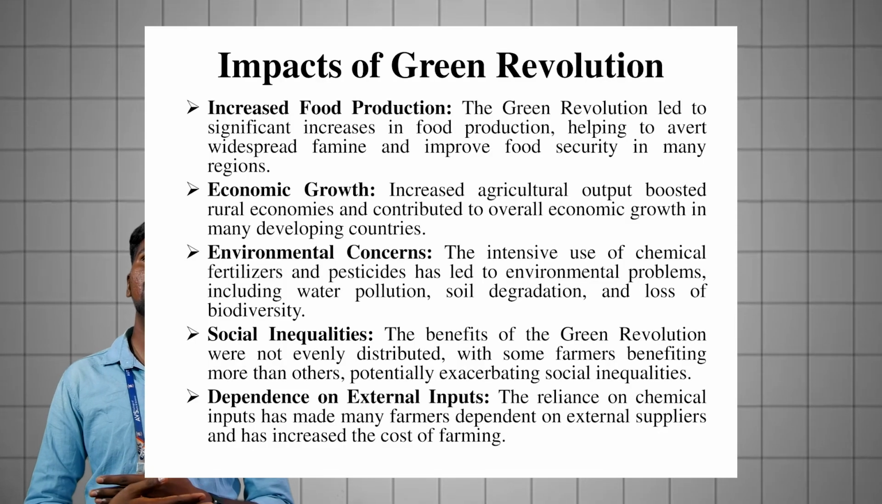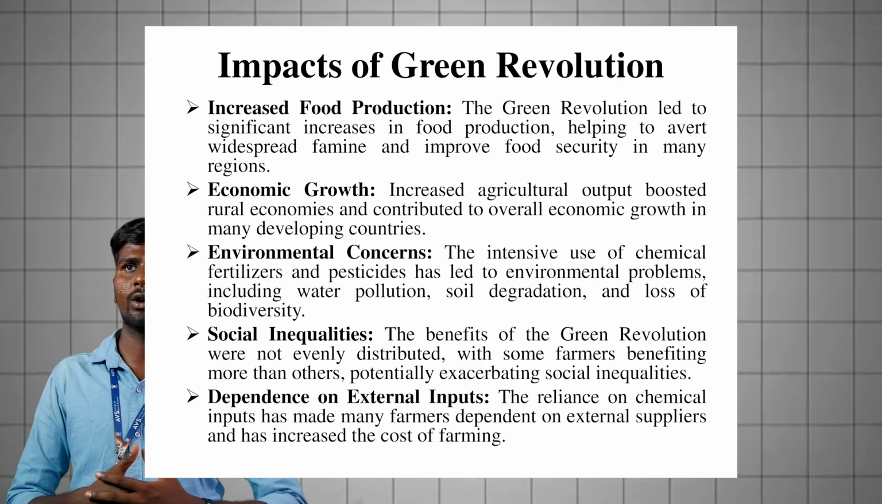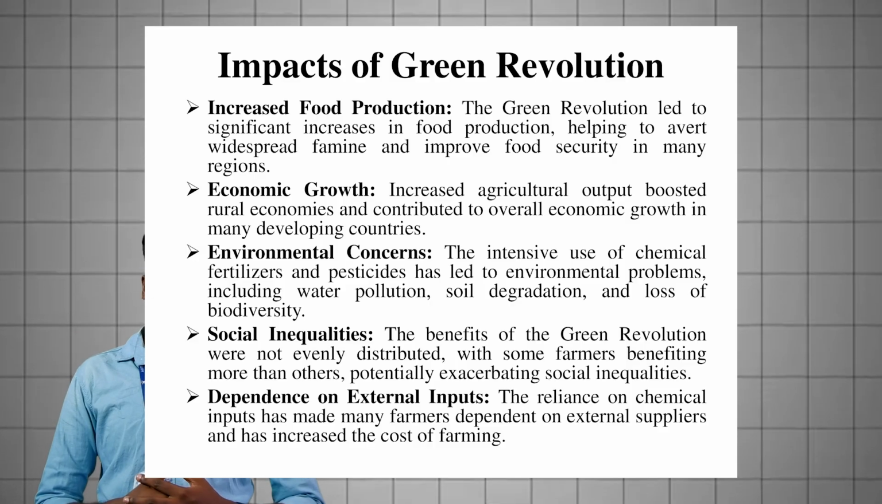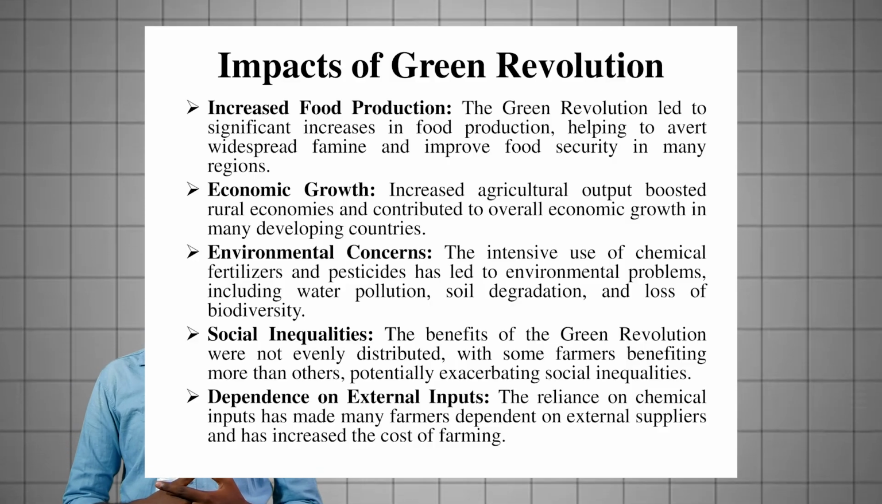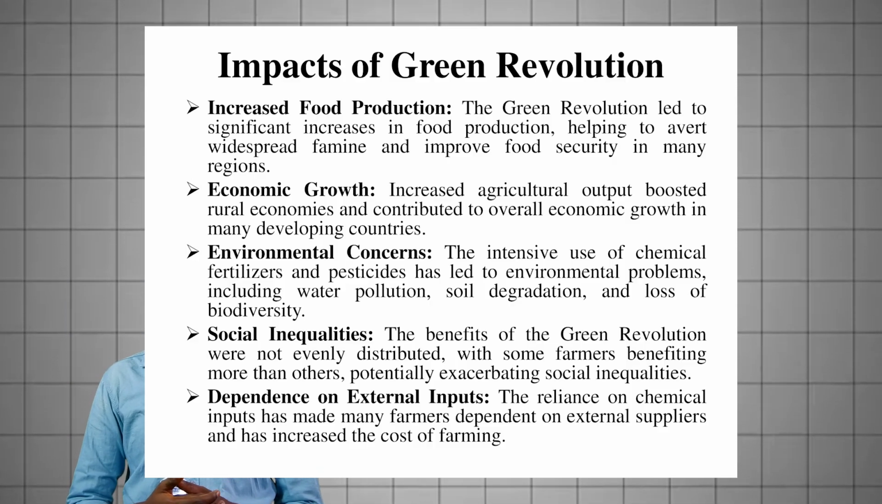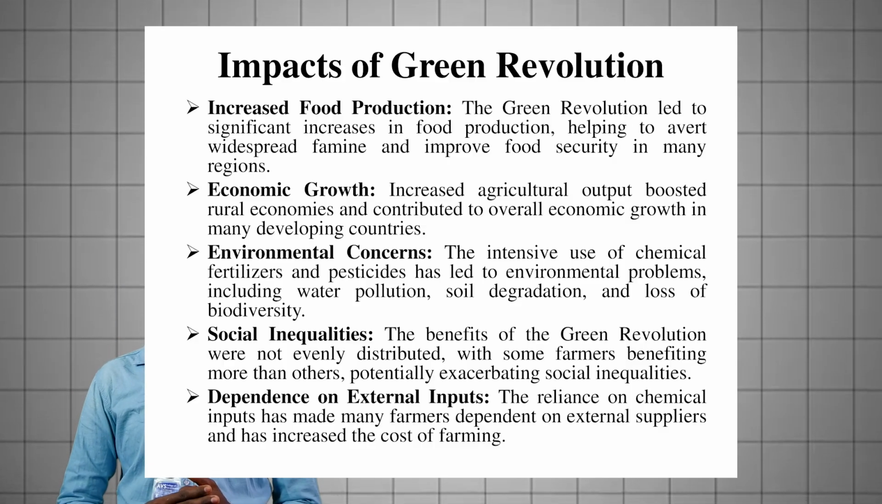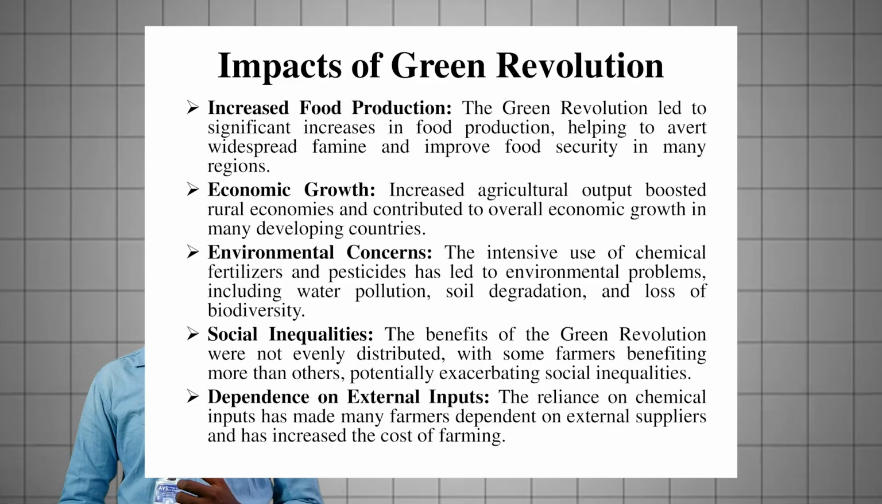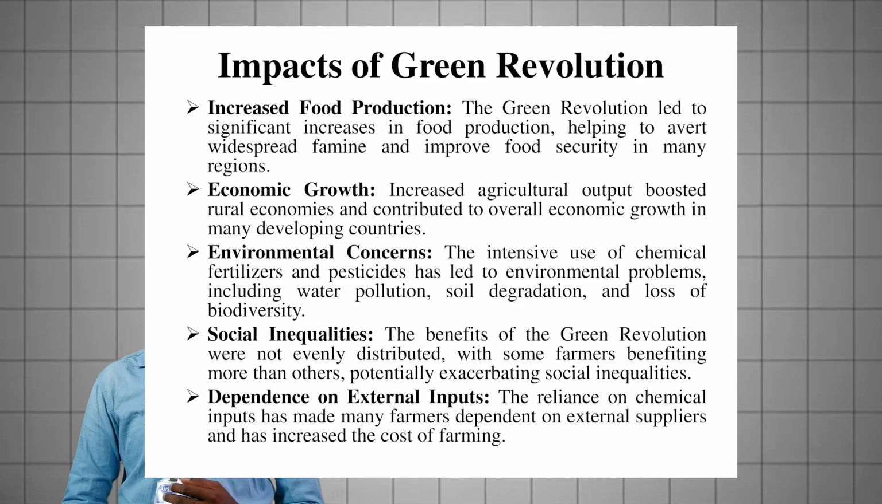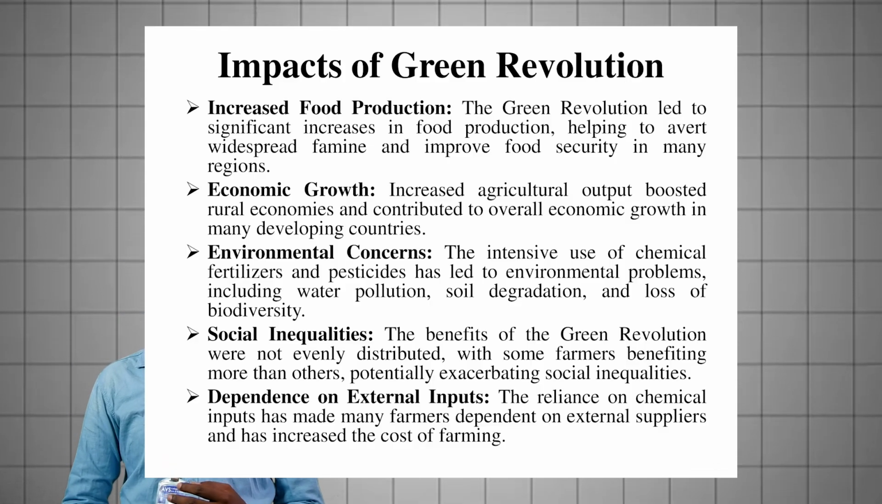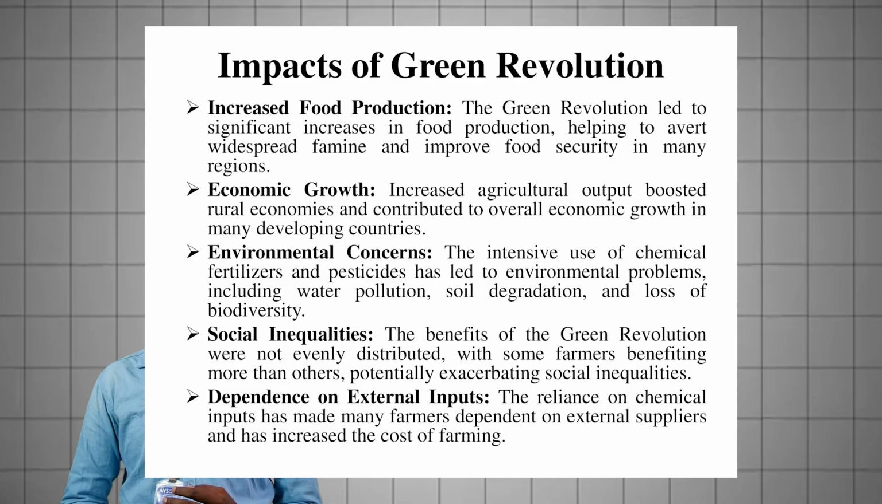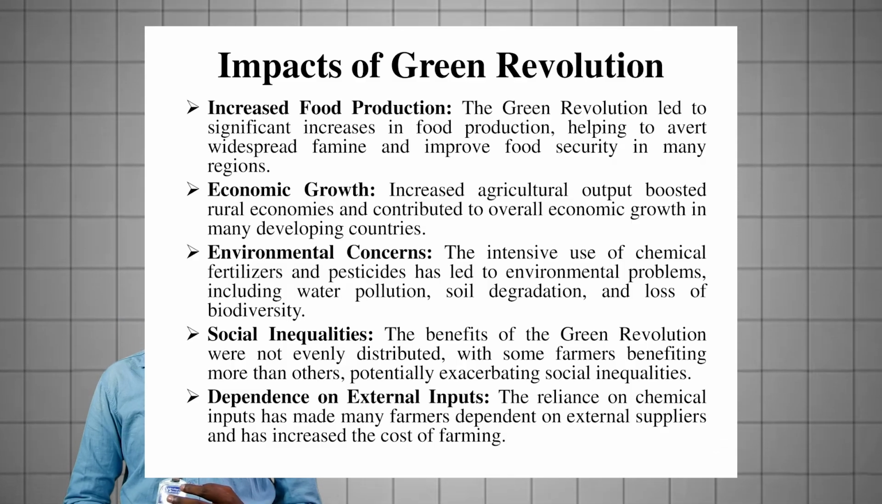Next, what are the impacts of the green revolution? Increased food production. The green revolution led to significant increases in food production, helping to avoid widespread famine and improve food security in many regions. Then economic growth: increased agricultural output boosted rural economies and contributed to overall economic growth in many developing countries.